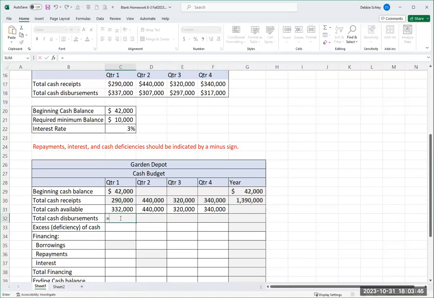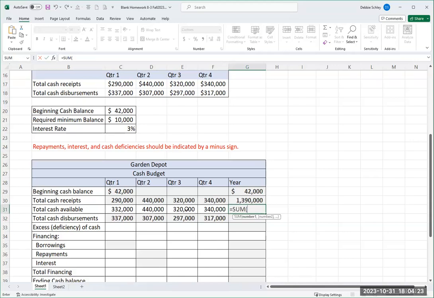All right, total cash disbursements. They told me that as well. 337,000 for quarter one, 307,000 for quarter two, 297,000 for quarter three, and 317,000 for quarter four. So if you'll notice, actually, okay, I am going to do this one because we are going to add these right here.